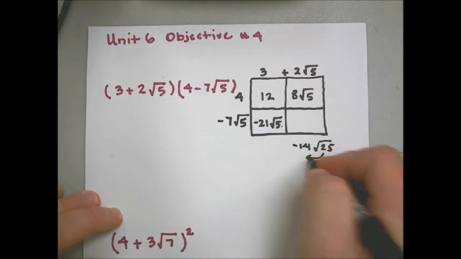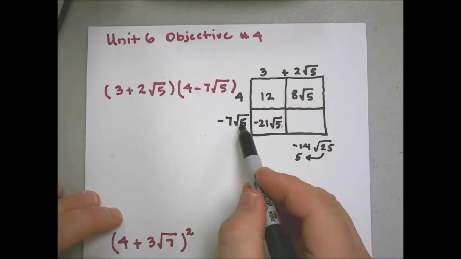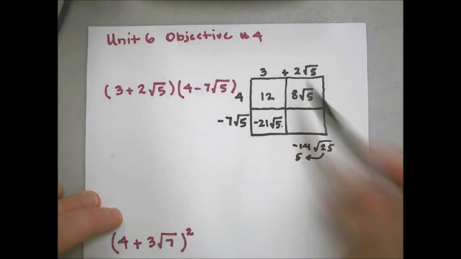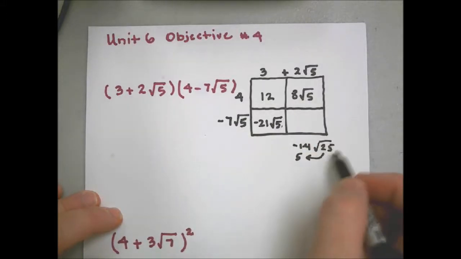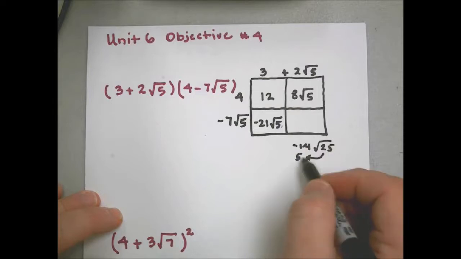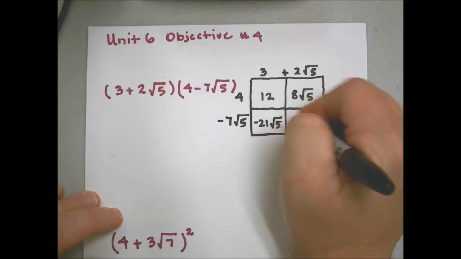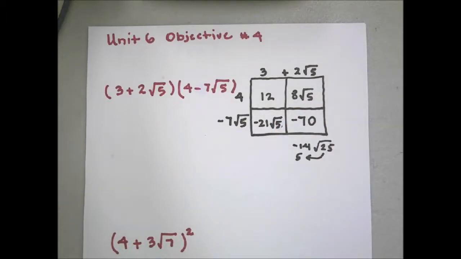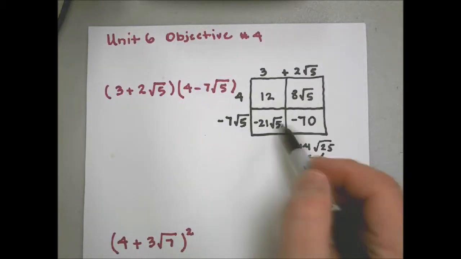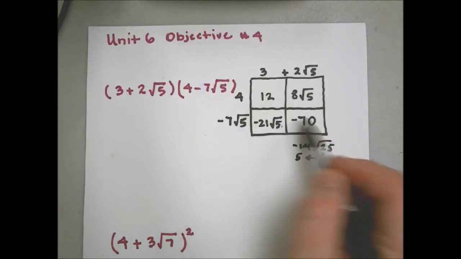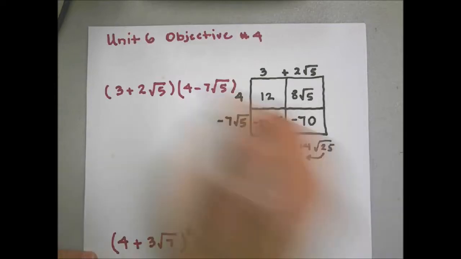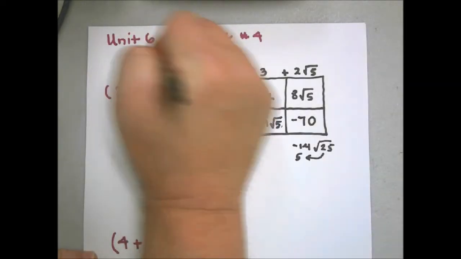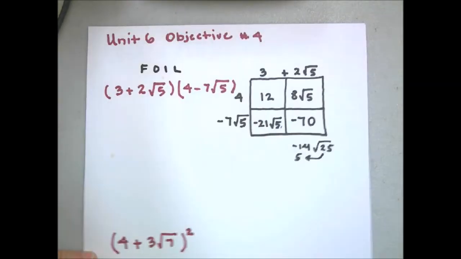But as you know, the square root of 25 is 5. So if you noticed right off the bat that square root 5 times square root 5 was simply 5, you'd save yourself a step. So the 5 comes out, negative 14 times 5 is negative 70. So those are the 4 terms that we get when we do our matrix multiplication. By the way, those would be the exact same 4 terms if you use the FOIL method.